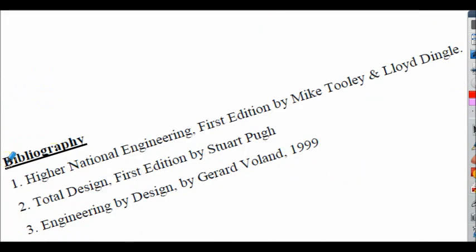So here's the bibliography used to help underpin this presentation and the contents therein. Very good reference sources. I look forward to seeing you in the next presentation, where we use the knowledge and the structures as outlined in this presentation to try and show you how to develop and structure a product design specification.